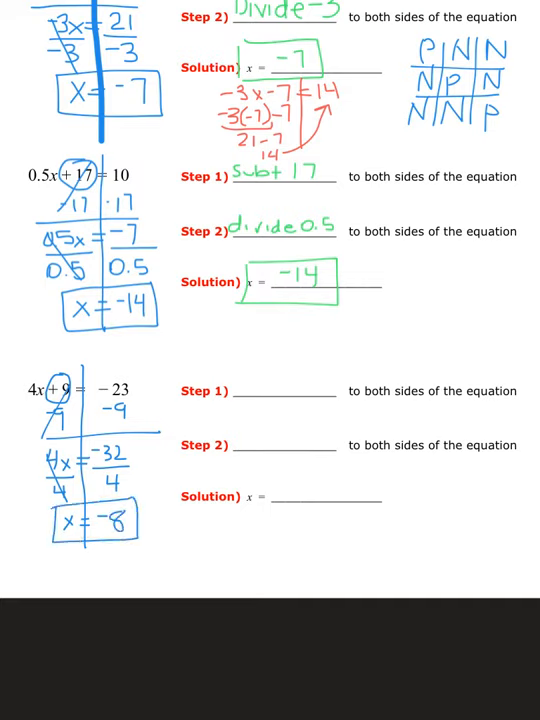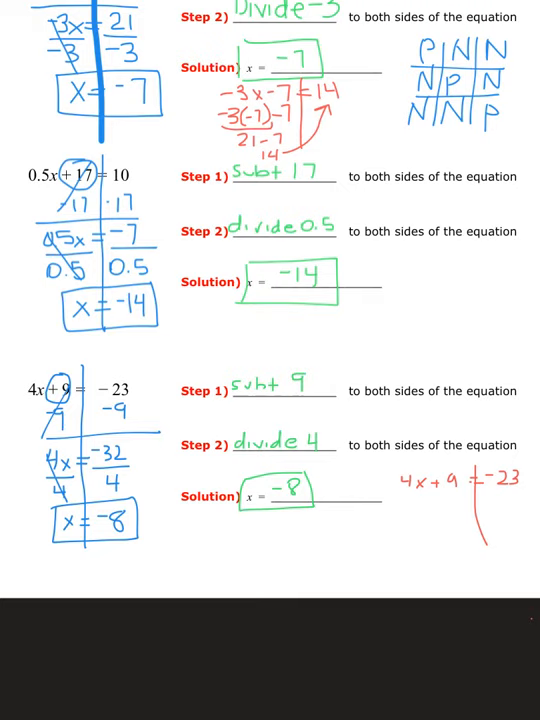So my steps, step 1, the first thing we did was subtract 9 to both sides of the equation. Step 2, we then divided by 4 to both sides of the equation, and we got x equals negative 8. Now remember, if you want to check your answer, you copy down the original equation, so 4x plus 9 equals negative 23.